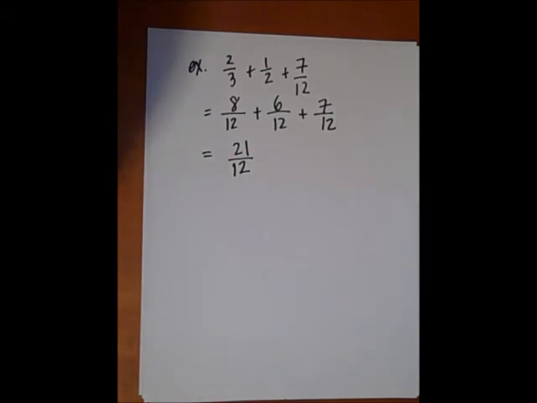So 21/12. Whenever you're adding and subtracting fractions, find your common denominator, convert all your fractions to that common denominator, then just add up the tops. And that should be it.